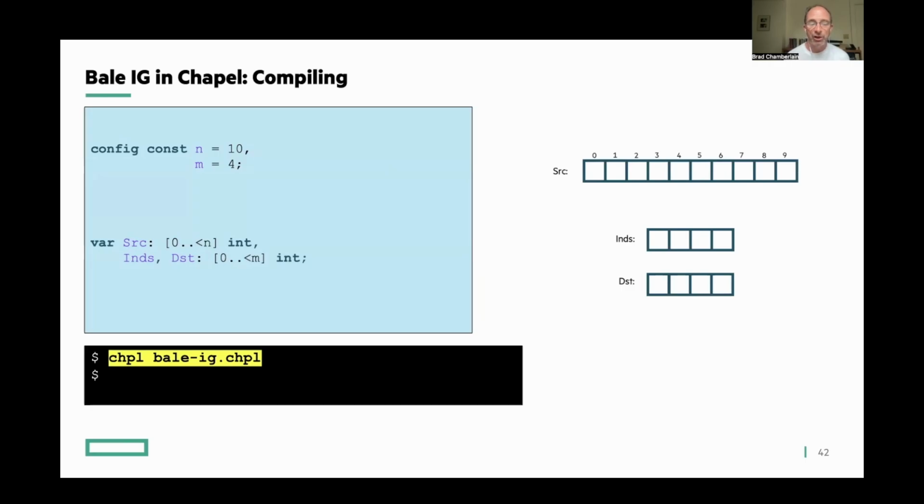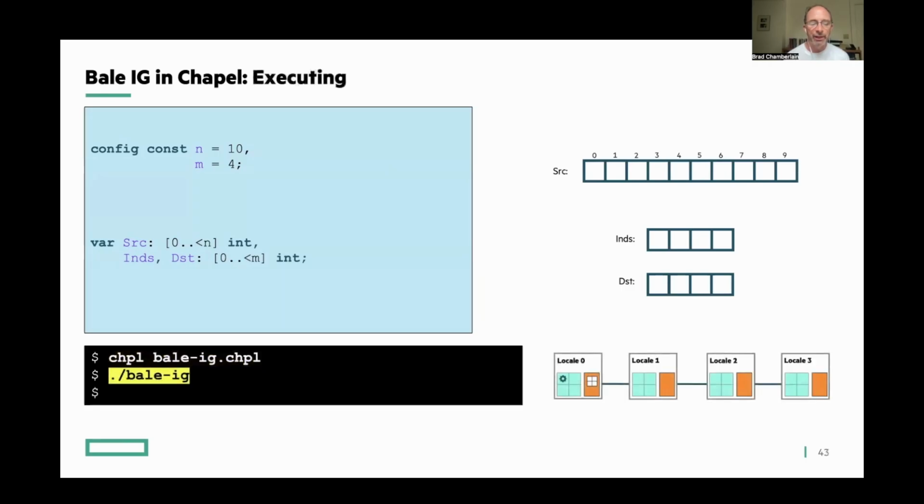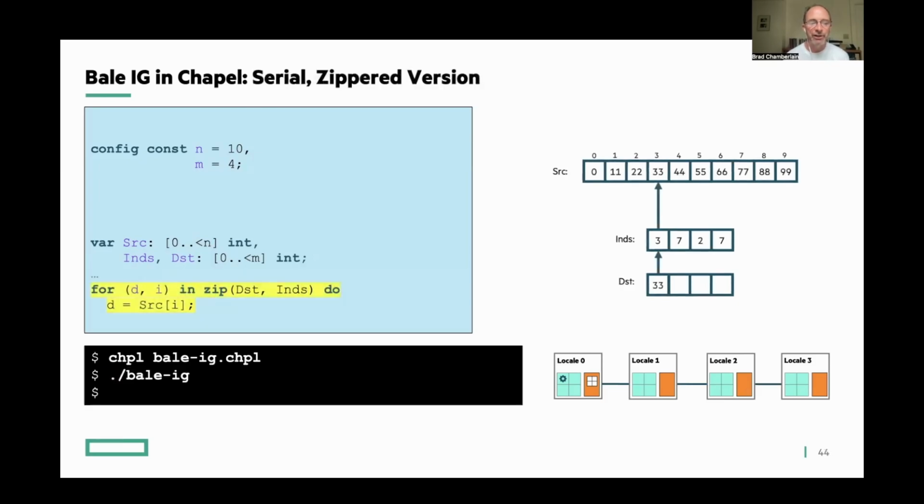The Chapel program is called CHPL, the Chapel compiler. So here we're invoking the compiler, and then we can run the computation using just the executable name, bale_ig. And as I've written it here, well, I'm not really doing much computation. So far, this is just kind of a single core computation. Nothing really parallel about it yet. Let's actually write the Bale Index Gather computation now.